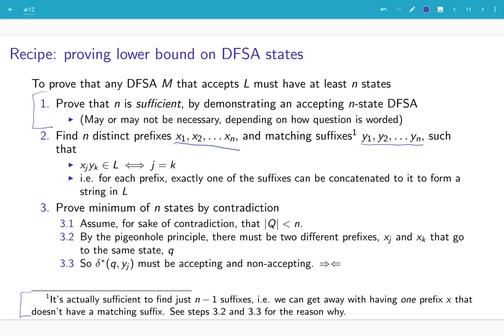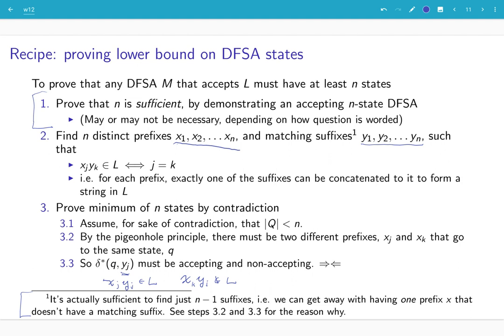So once we've found these prefixes and suffixes, we're going to prove a minimum of n states by contradiction. So assume for the sake of contradiction that we have a DFSA that accepts this language with fewer than n states. Now, by the pigeonhole principle, that means that there must be two different prefixes, we'll call them x sub j and x sub k, that go to the same state q. So now we have to think, well, from that state q, what happens when we process the suffix yj? We want it to be accepting because xj, yj is in the language. But we also want it to be rejecting because xk, yj is not in the language.